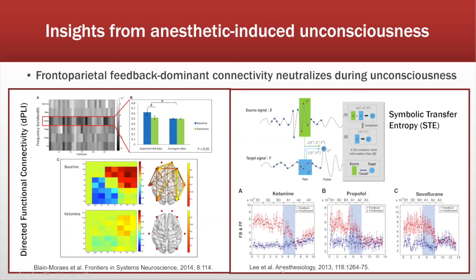In this blue bar, the individual becomes anesthetized, so there is the induction period, and the feedback dominance drops. And when they are unconscious after this blue bar, there is no feedback dominance, it becomes neutral. And so what we're seeing here is that the feedback dominance that we see in baseline states neutralizes during unconsciousness.